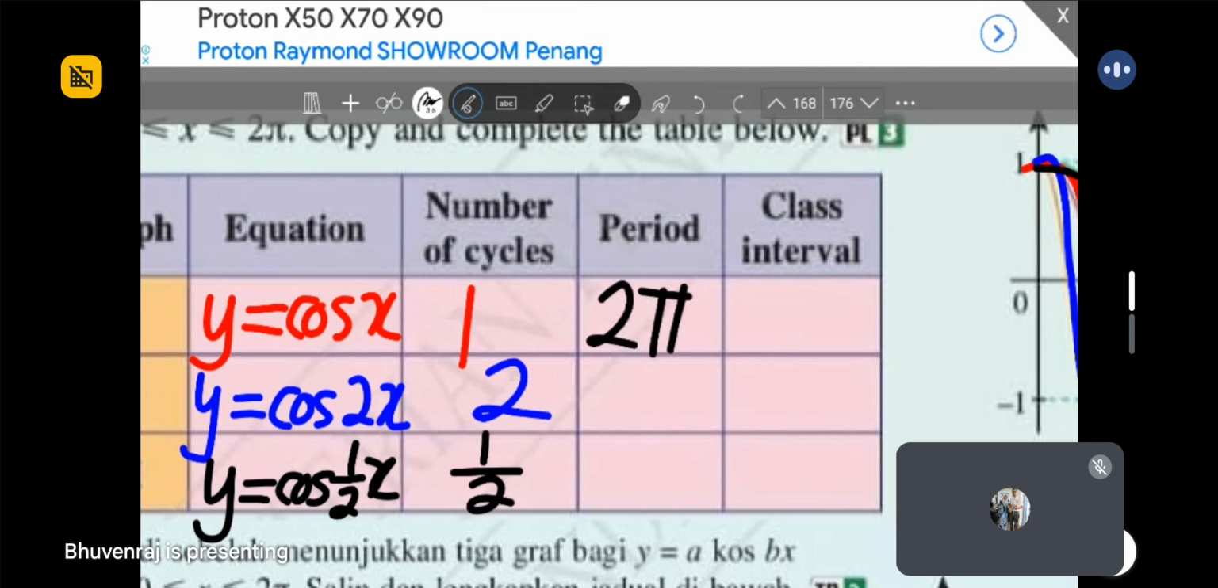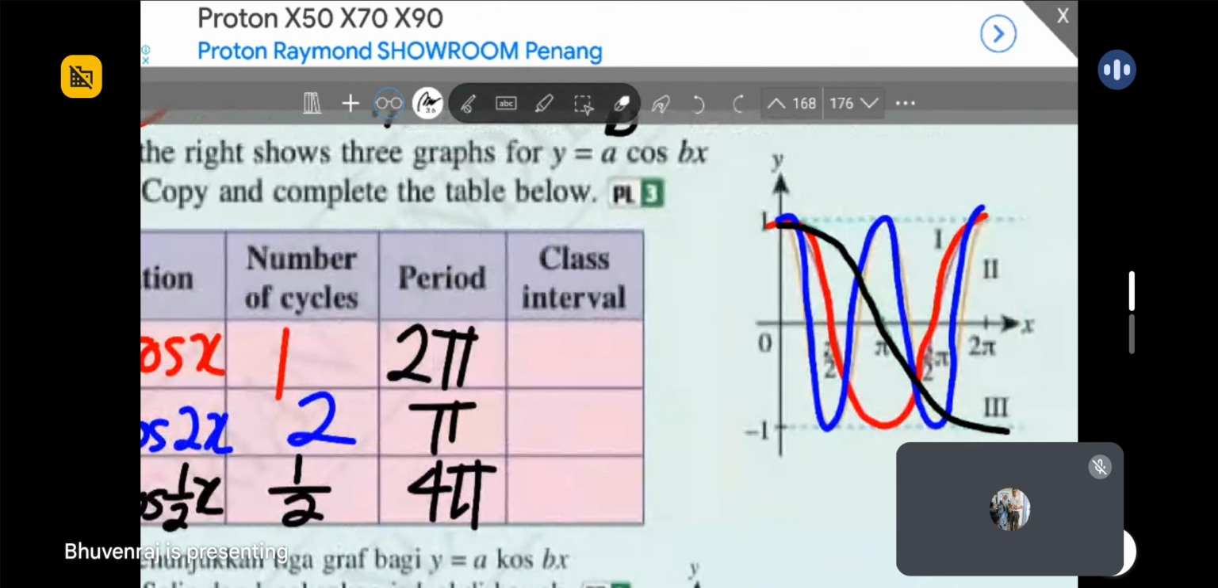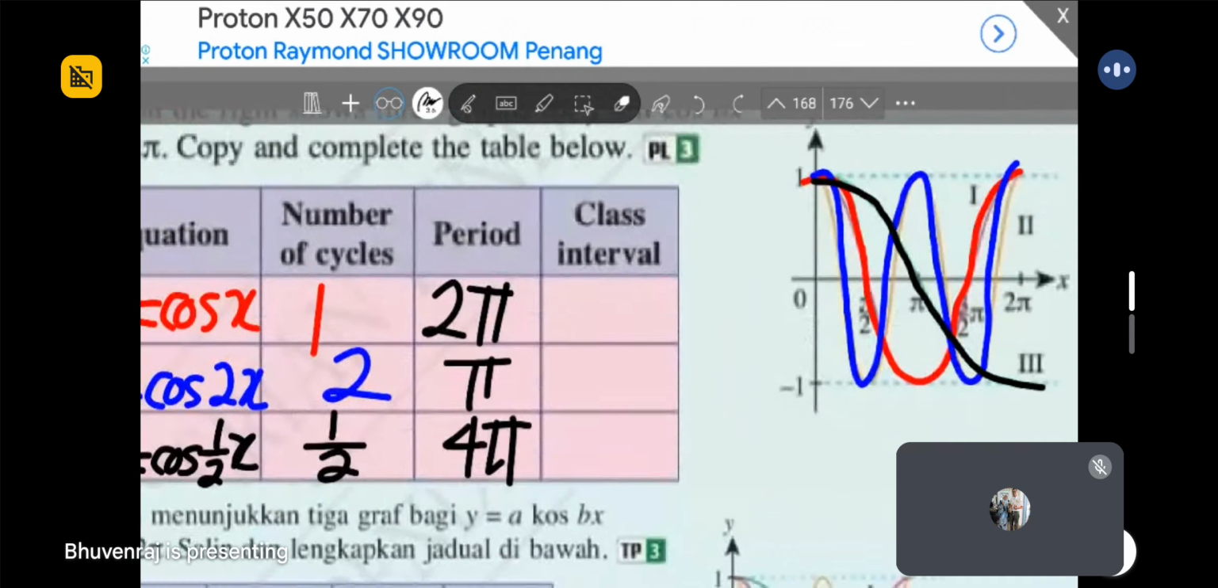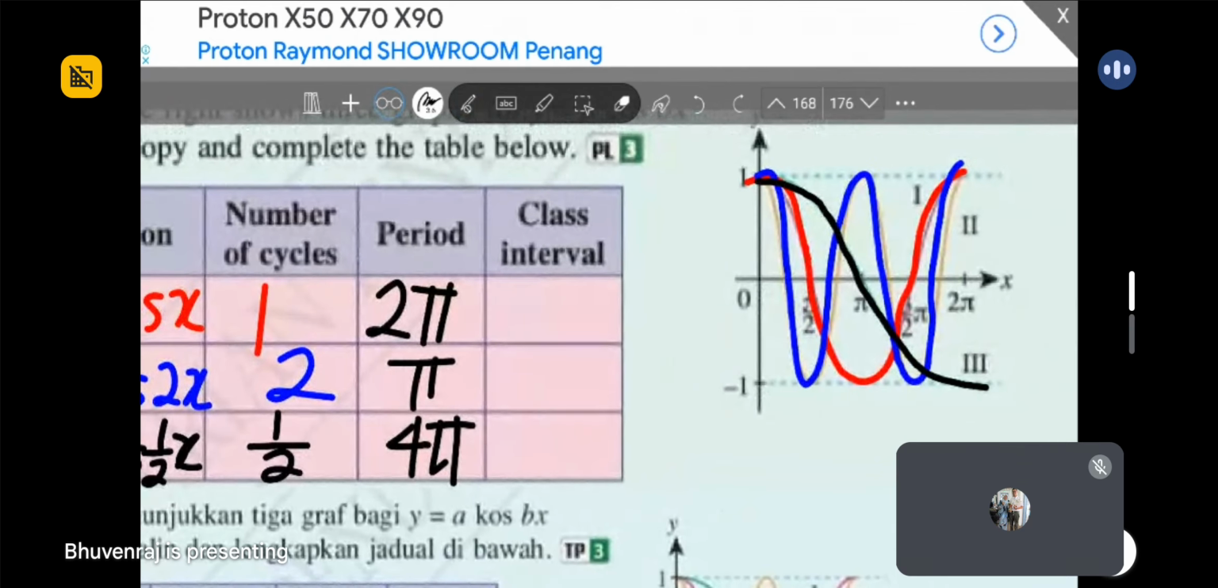Second, 360 divided by 2 is 180, so the answer is pi. Then 360 divided by half, the answer is 720 degrees or 4 pi. This is the concept. Next, they ask you for the class interval.